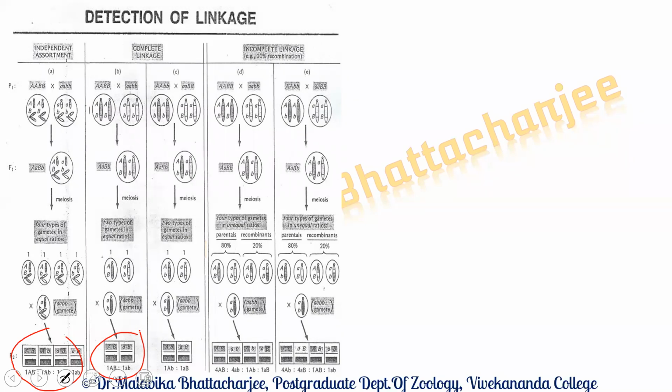Finally, if there are 2 genes and we get 4 categories of phenotypes, 2 parental type and 2 recombinant type, but the number of parentals is much, much greater than that of the recombinants, we will safely assume that the 2 genes in concern are incompletely linked.